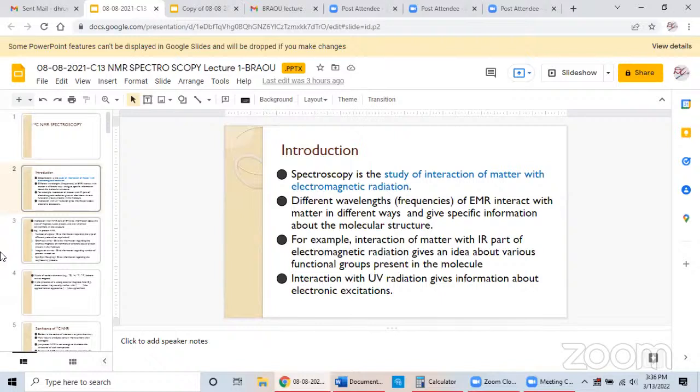And here, the most abundant carbon isotope, carbon 12, is non-magnetic. Why? Because its I value is 0. Therefore, C12 cannot be detected by NMR techniques because the basis for NMR is a magnetic nucleus. Since carbon 12 is not magnetic, it cannot be detected by NMR techniques.